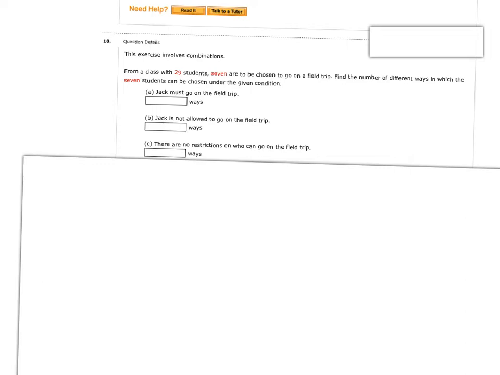All right, next up here, we have from a class of 29 students, 7 are chosen to go on a field trip. The number of different ways the 7 students can be chosen under the given conditions. So this does sound like combinations. They're just getting chosen to go on the field trip. It doesn't matter the order. But on part A here, they say, actually, I'm going to do part C first. There's no restrictions. So really, if anybody can go here, it's just going to be 29C7. Because out of the 29 students, we are doing some combination of 7, and the order does not matter. So I type that in the calculator. I get 1,560,780.